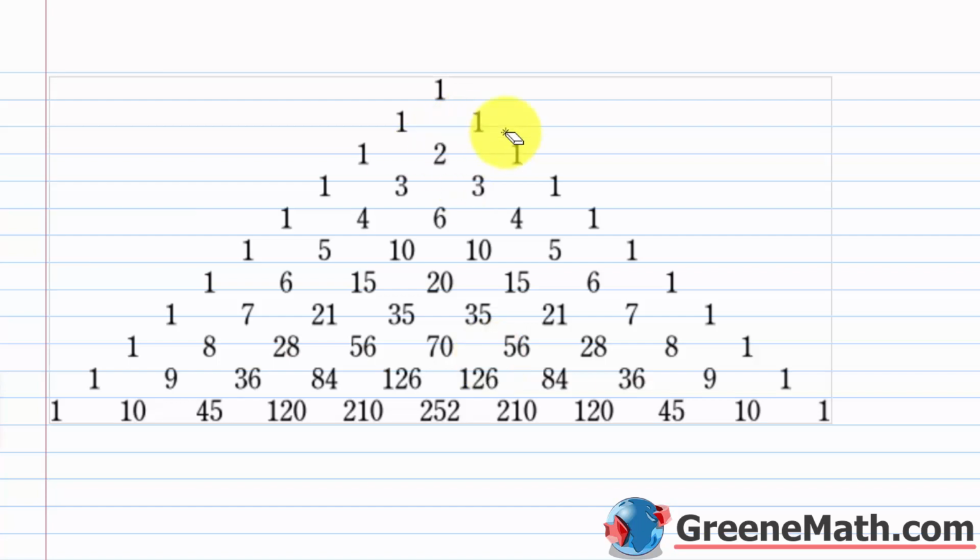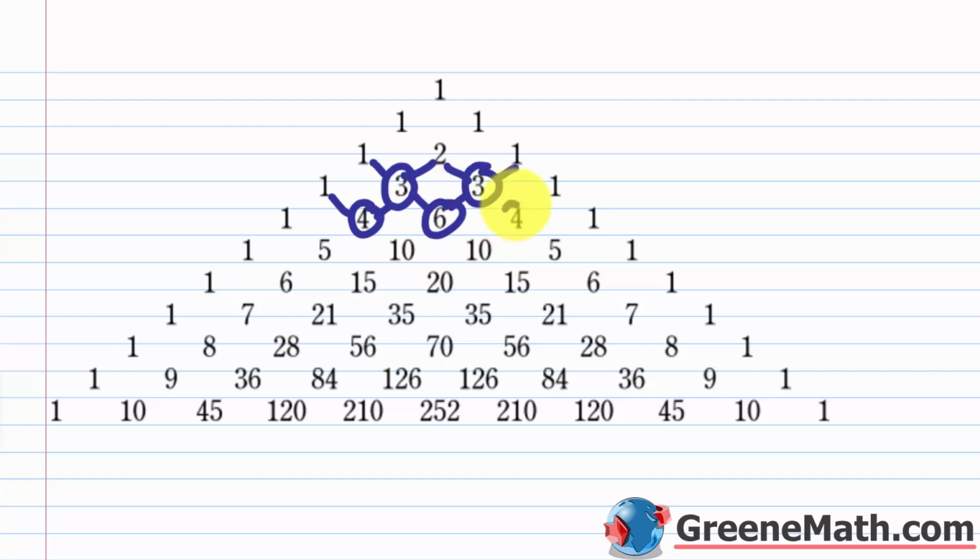If I look at 3, it's the sum of the top left and the top right. So those two numbers, right? So 1 plus 2 is 3. This guy, same thing. 2 plus 1 is 3. This 4 here, 1 plus 3 is 4. This 6 here, 3 plus 3 is 6. This 4 here, 3 plus 1 is 4. You know, so on and so forth.